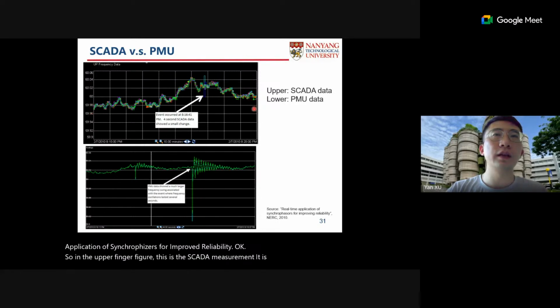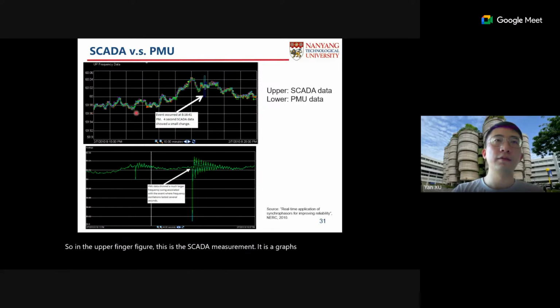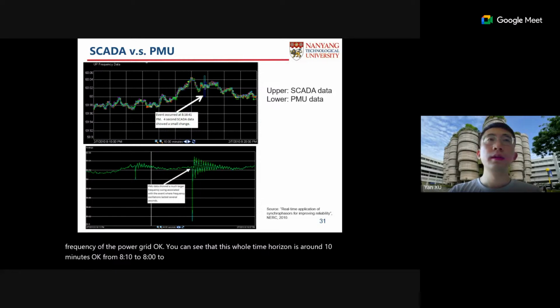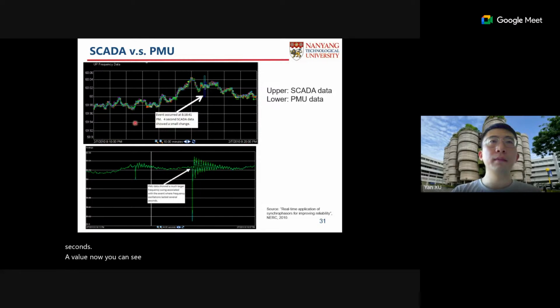The graphs actually are frequency of the power grid. You can see that this whole time horizon is around 10 minutes, from 8:10 to 8:20. So the sampling rate is about 4 seconds, one value every 4 seconds. Now you can see that over these 10 minutes, the frequency was fluctuating a bit.